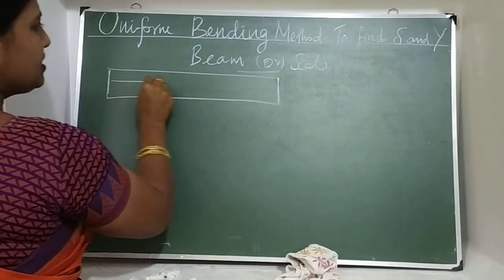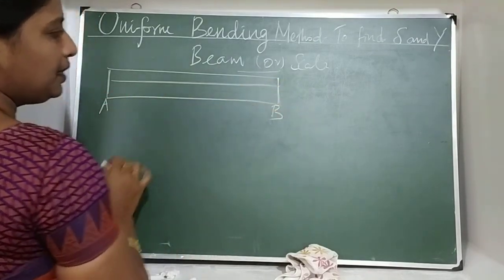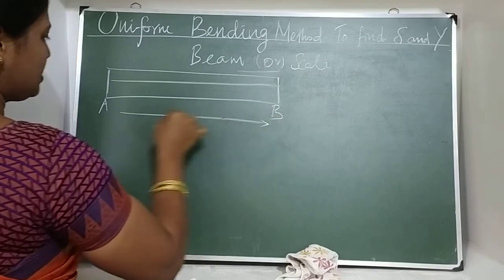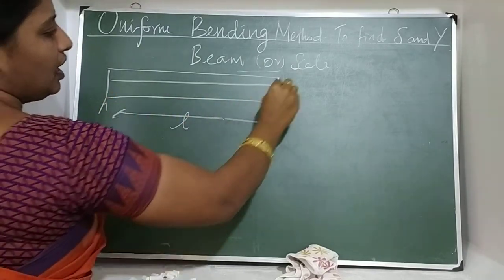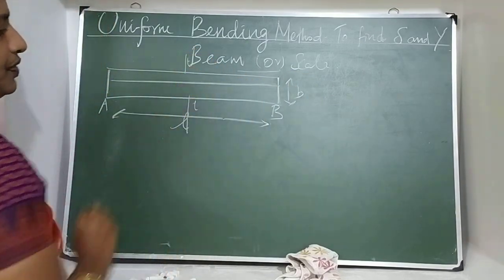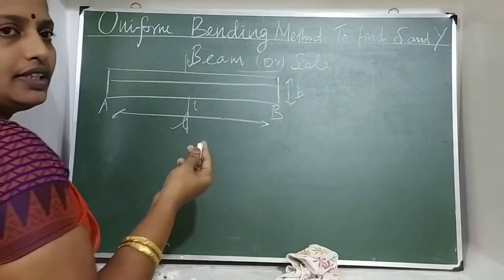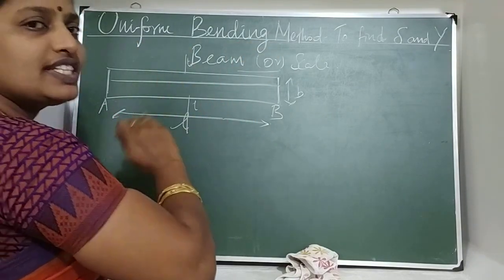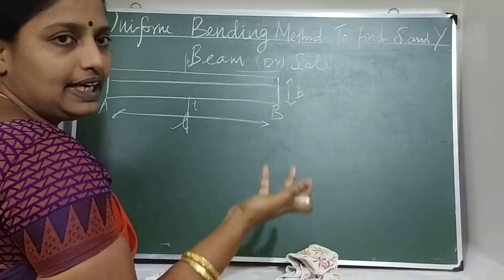This is the center of the axis, the neutral axis. This end is A and the other end is B. These are the two knife edges and the distance between them. These are the particular length, breadth, and thickness. This is the equilibrium position for the uniform bending method. You have to apply the load equally on both sides, so both sides bend equally.